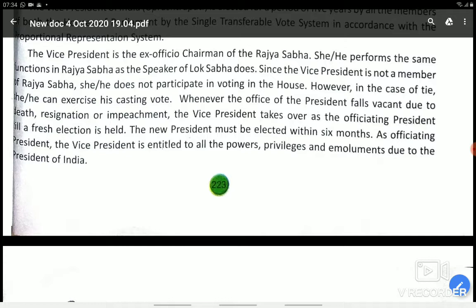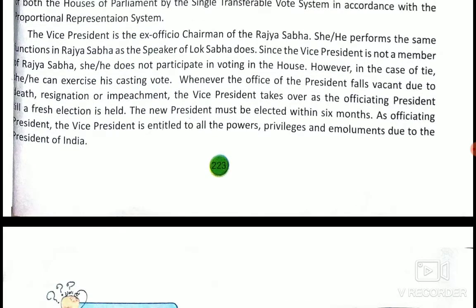Like, the president must be a member of Lok Sabha, but the vice president must be a member of Rajya Sabha, because he is the ex officio chairman of Rajya Sabha. Whenever the office of the president falls vacant due to his death, resignation or impeachment, the vice president takes over as the officiating president till a fresh election is held. And this new president must be elected within 6 months.